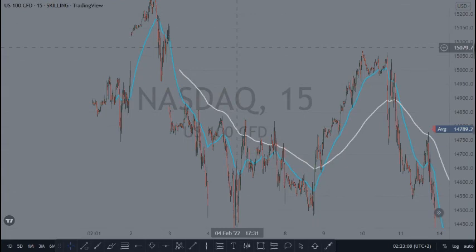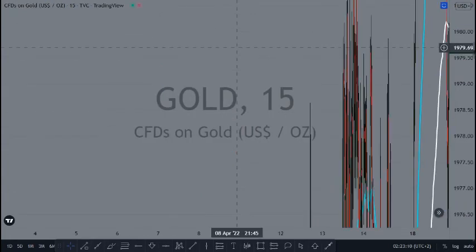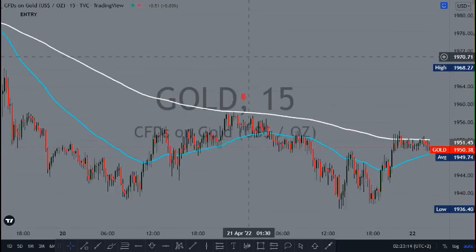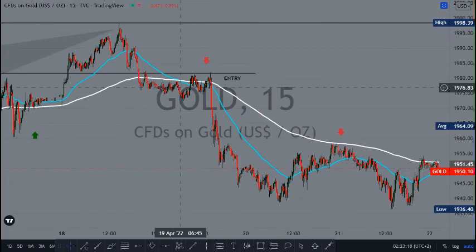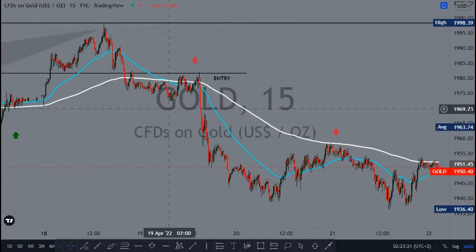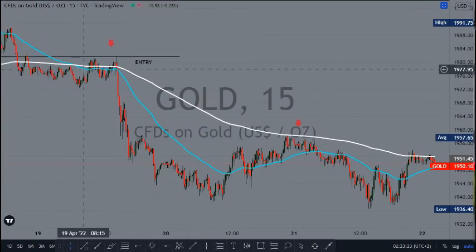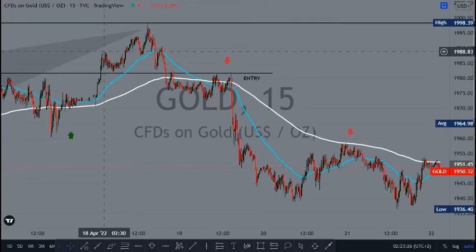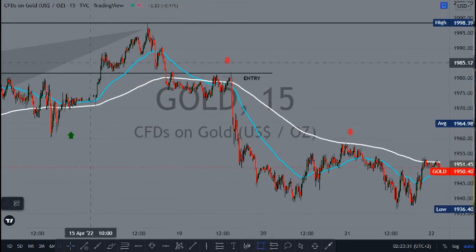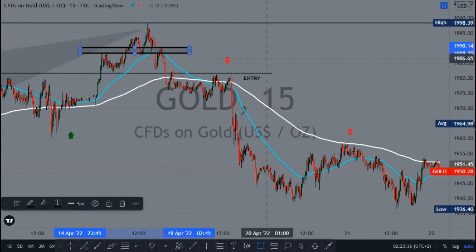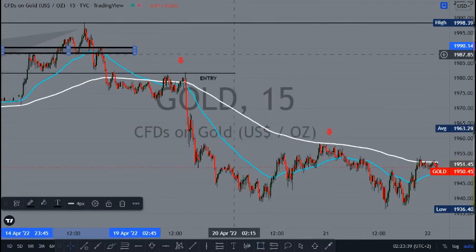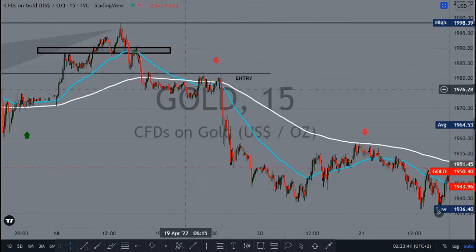Okay, we are going to check gold. This is gold. Let's check gold here. So we can see right here we have our 50-200 cross after the market gave us a nice head and shoulder. So this was a nice head and shoulder pattern, the same pattern that we saw just a few minutes ago. The market gave me a 50-200 cross right here where my mouse is pointing.